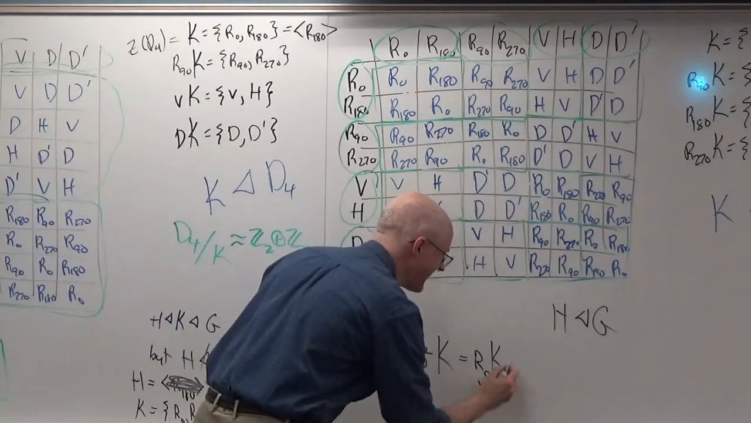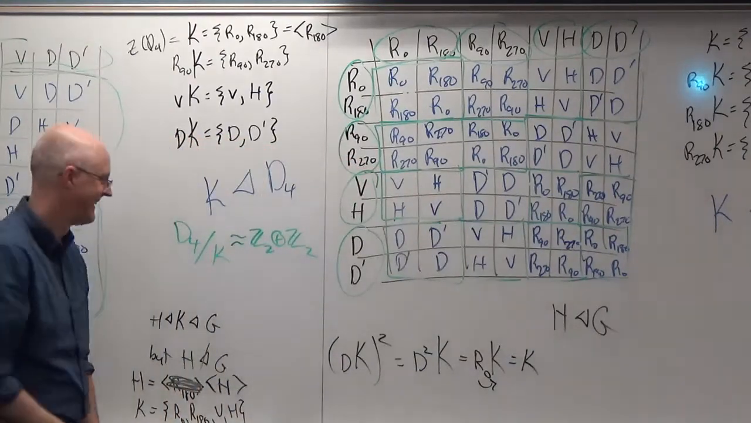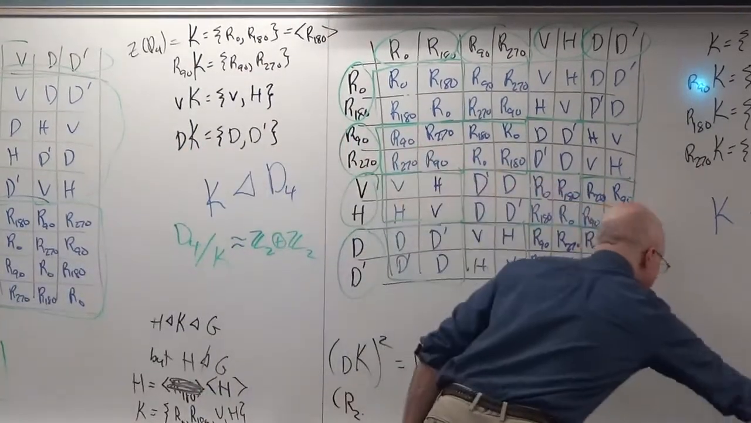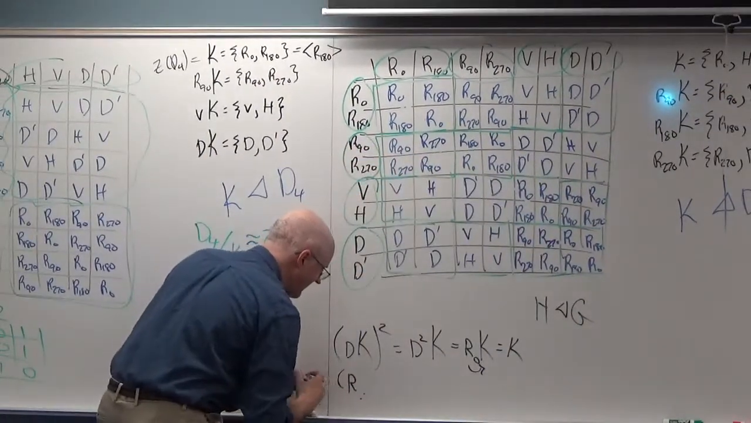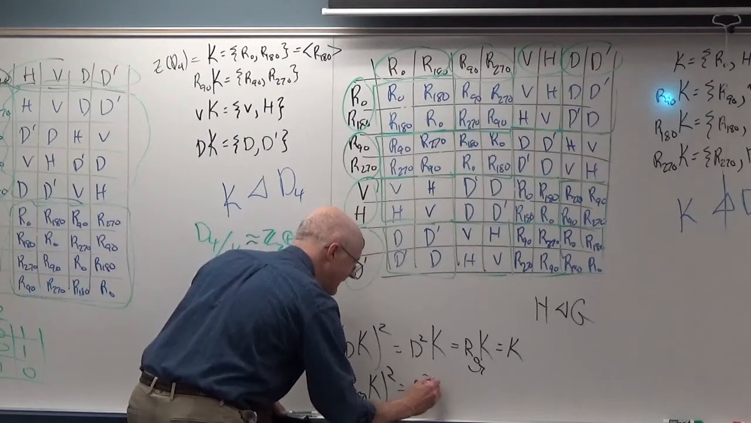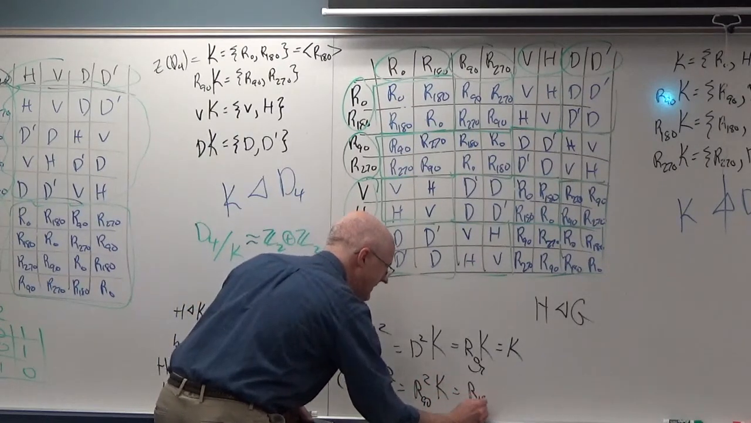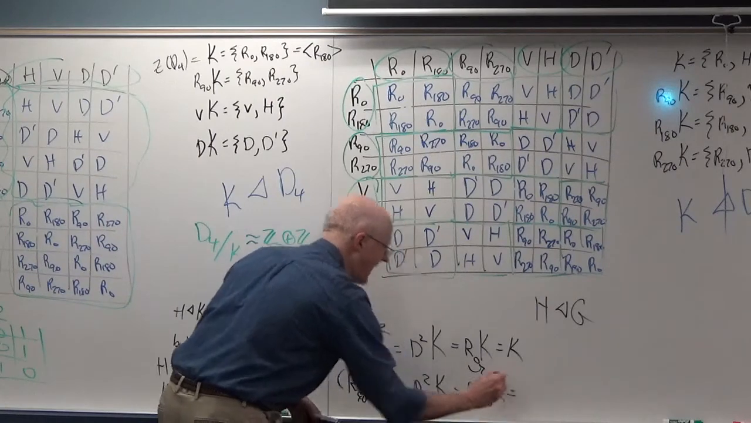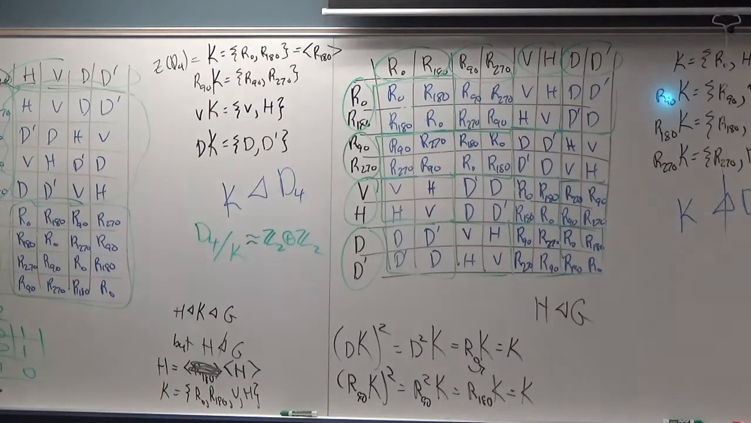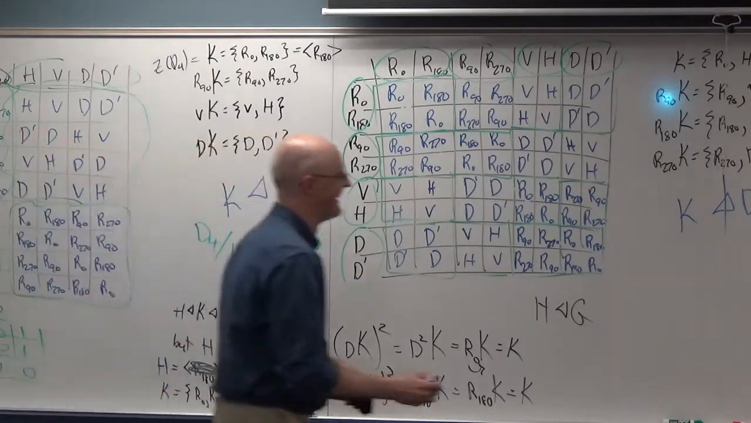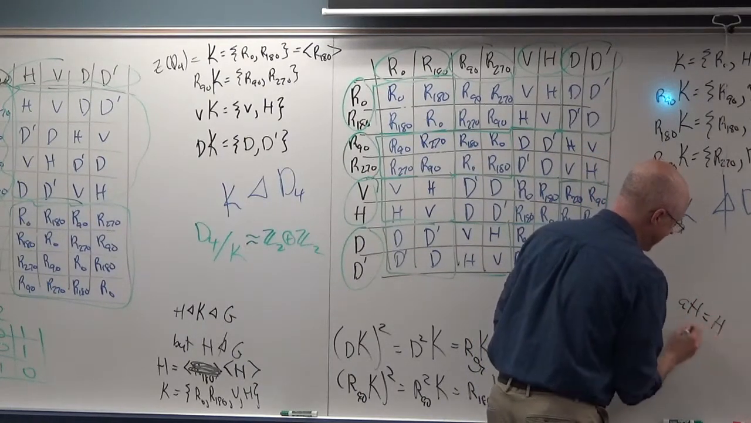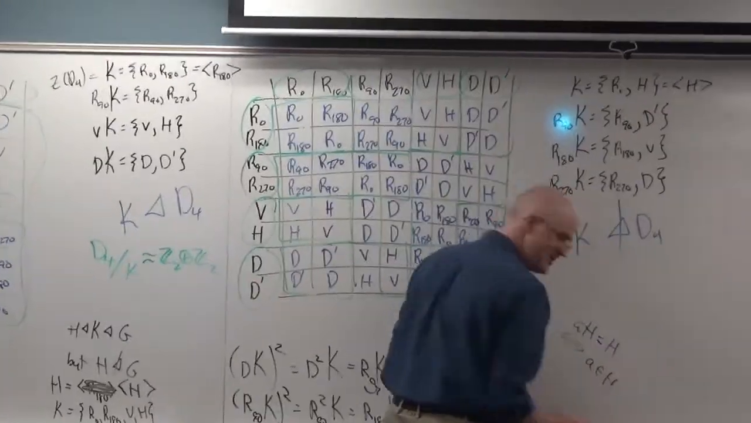R0 gets sucked into K. This is K. That's the identity. What happens if we square that left coset? R90 squared is R180, but hey, R180 is in K. It gets sucked into K. Property of cosets, right? AH equals H. A gets sucked into H if and only if A is an element of H.